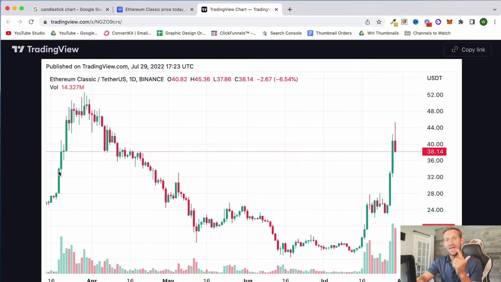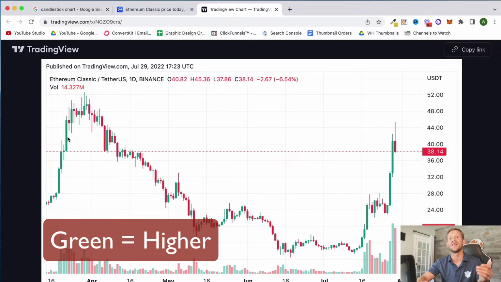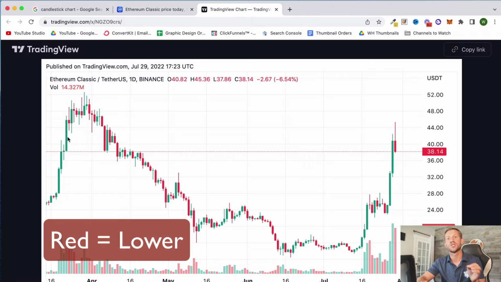The second thing is the color. You can see there's green candles and there are red candles. Now, the green candle means that within that time frame, so we're going to be using the 1 day time frame for the rest of this tutorial, the price of that crypto or stock went up. So from the beginning to the end of that time frame, did it end lower or did it end higher? And if it ended higher, it's going to be green. And if it ended lower in that time frame, it's going to be red.